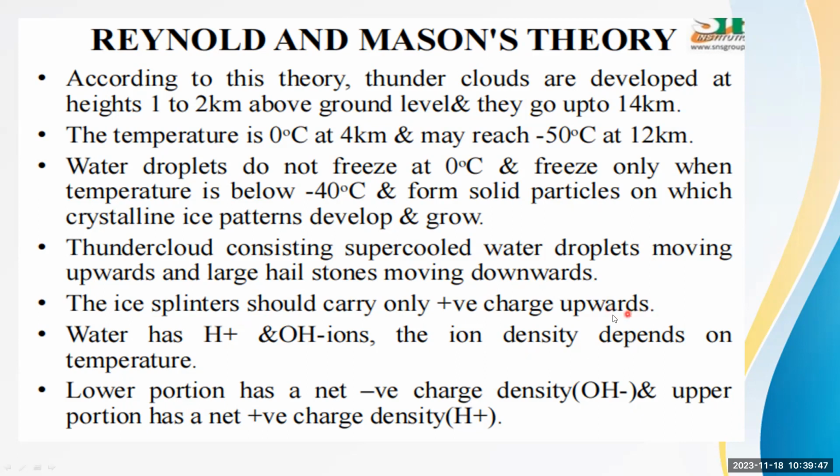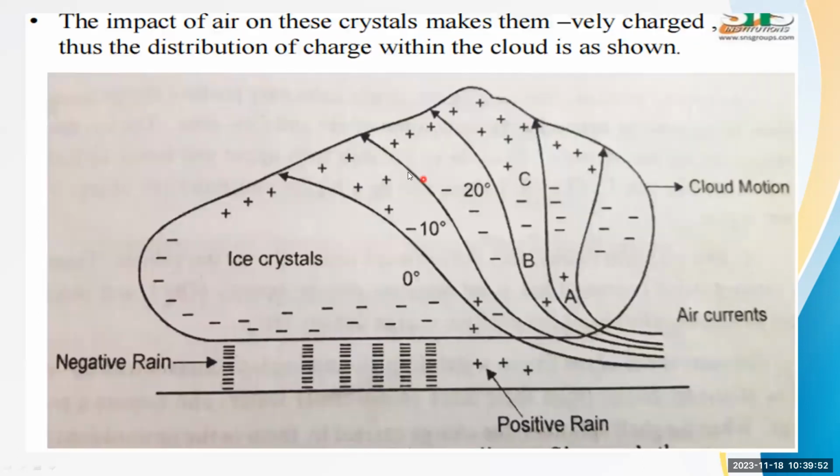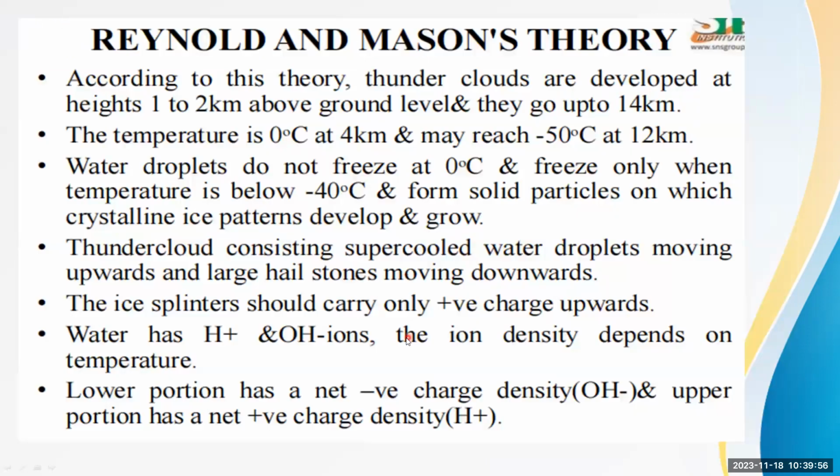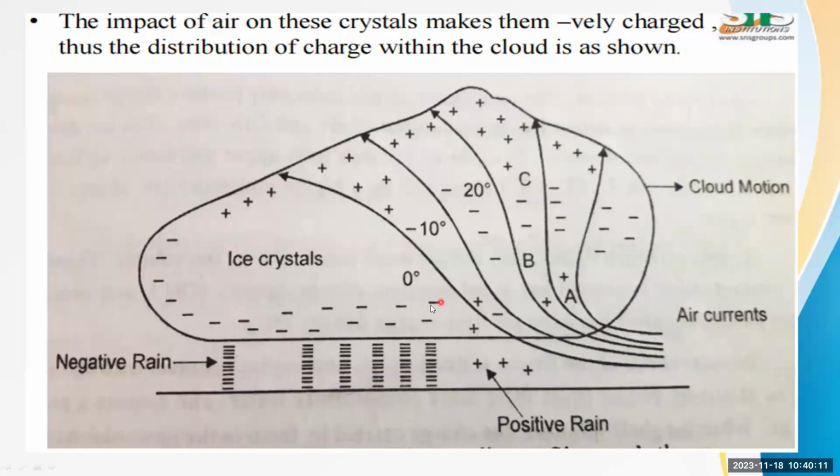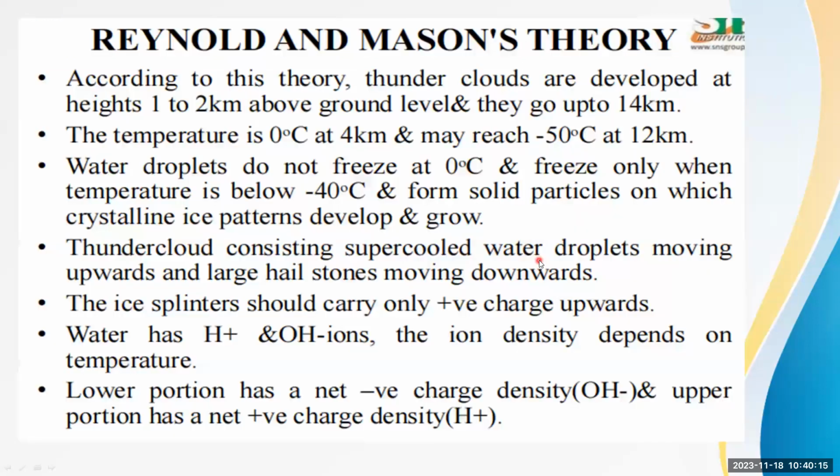So that is why H plus ions are present in the upper part of the cloud and OH minus ions are present in the lower part of the cloud. Because of this, there are temperature changes. Water has H plus and OH minus ions, and their density depends upon the temperature. So the lower portion has negative charge density, that is OH minus, and this is H plus ions.